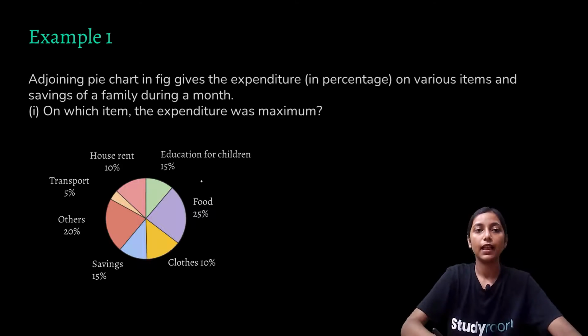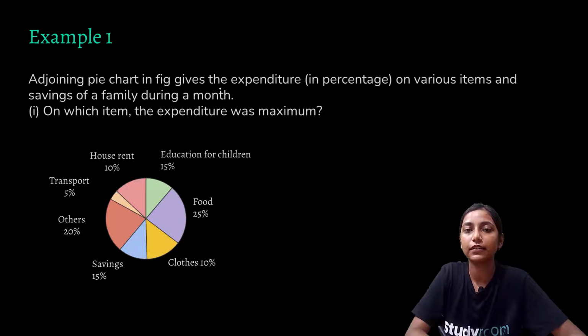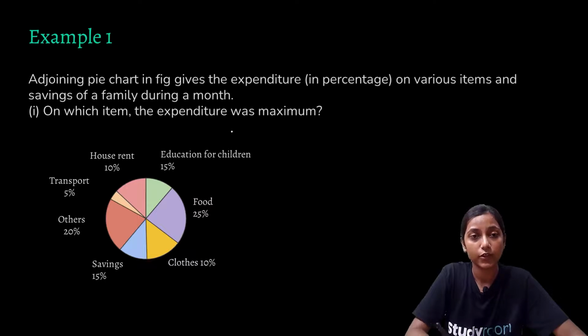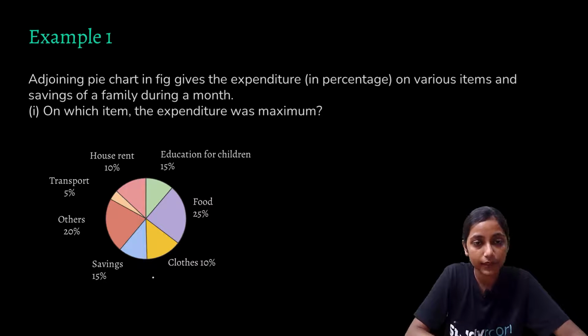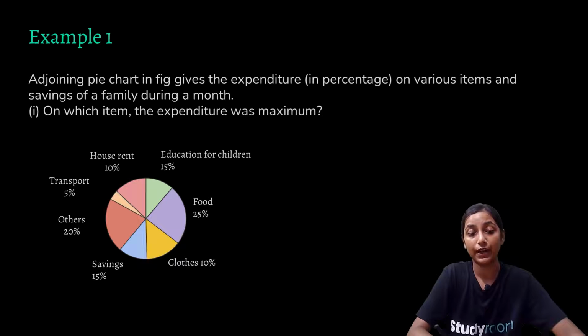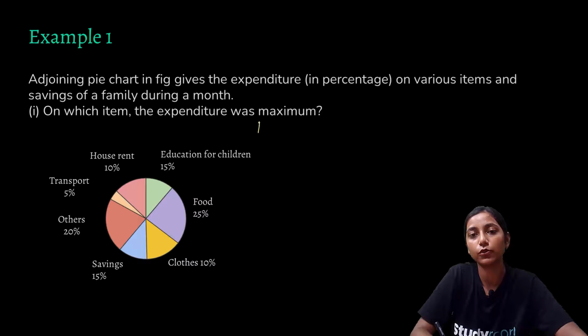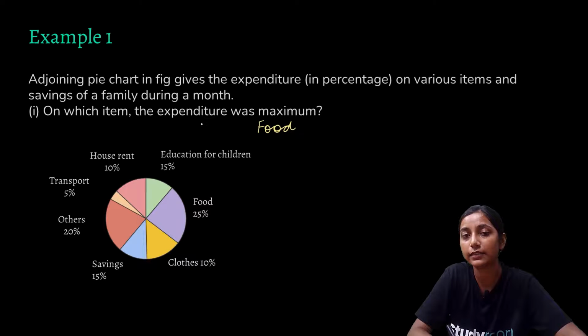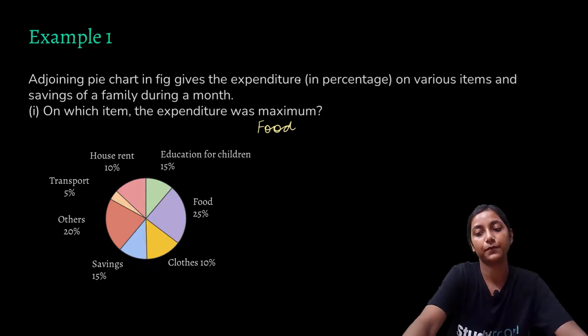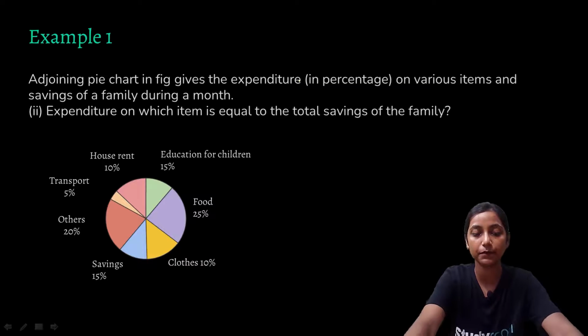Example number 1. Adjoining pie chart in figure gives the expenditure in percentage on various items and savings of a family during a month. First part is on which item the expenditure was maximum. So you can see that the maximum percentage is that of 25, and 25% is spent on food. So the answer for this will be food, because on food the expenditure is maximum.